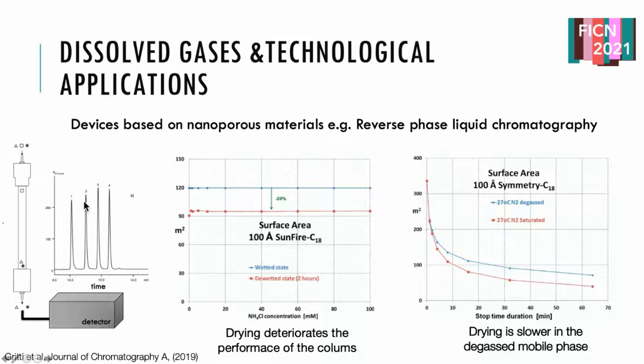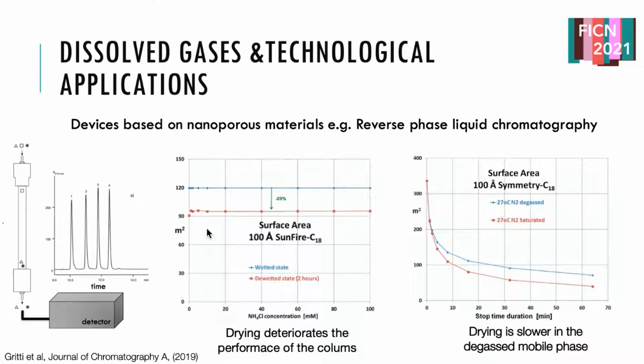Then, depending on the specific physical interaction between your analytes and the stationary phase, the different analytes will flow through the column at different velocity, and therefore we will be able to separate them at the end point of the column. Here, in this context, the drying of the nanoporous material contained in the column is a big problem, because it decreases the surface area exposed to the analytes. So basically drying deteriorates the performance of your apparatus.